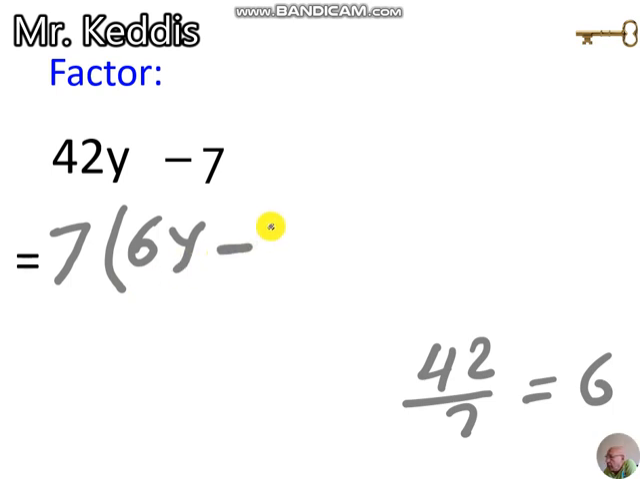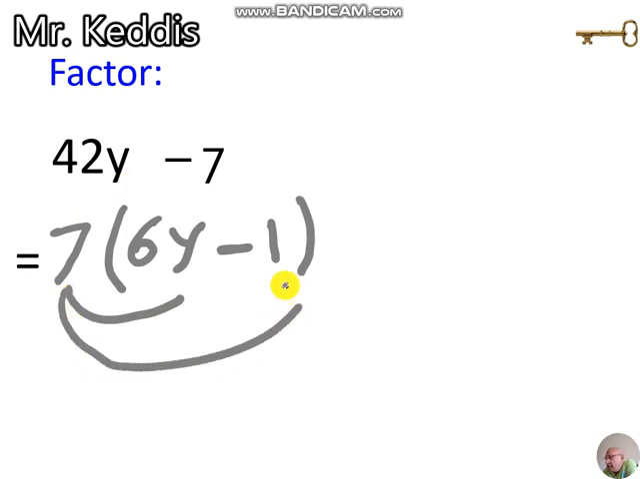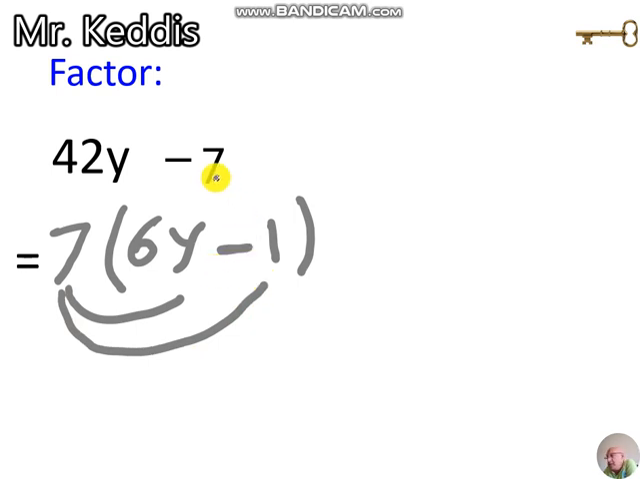Minus 1. If I use the distributive property, 7 times 6, I get 42y, and 7 times 1, I get 7.